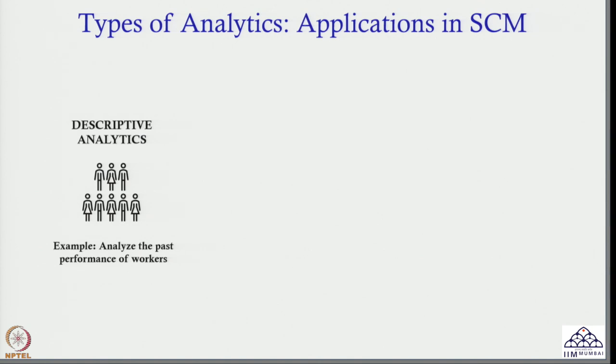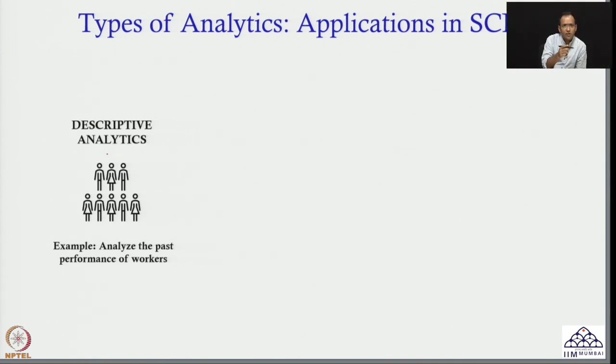Then I will give another example from supply chain again, and it can be extended to any other domain also. This is related to the performance of workers. Specifically in the Indian context, a lot of manual labor work is there. Although automation is happening, we still have a lot of labor working in factories and warehouses, so we need to check their performance. So how can I check their performance?